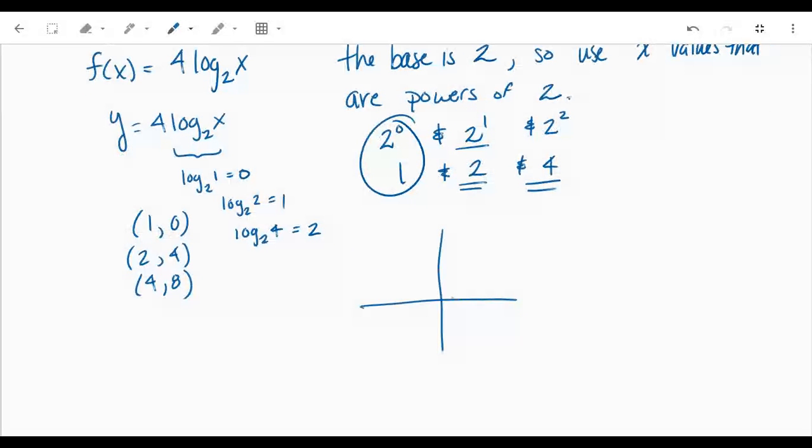(1, 0), (2, 4), and (4, 8). Okay, and there has been no shift left or right here, so your asymptote is still at x equals 0. Okay, so our graph, oopsie, didn't really go through the points there, but once you get your 2 points, it should look like that. Okay, I'm just going to check other problems here.